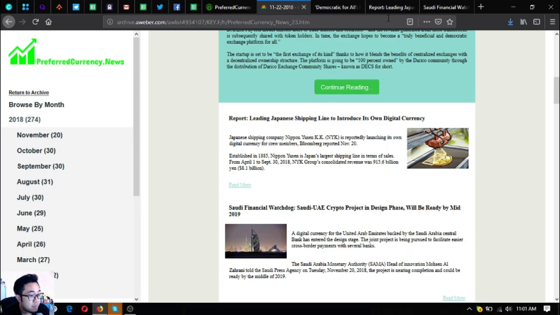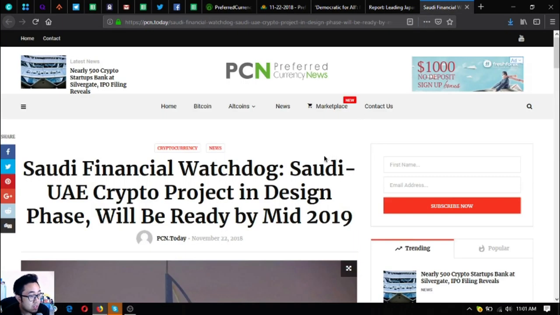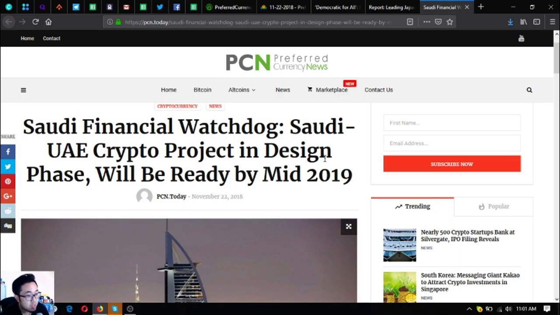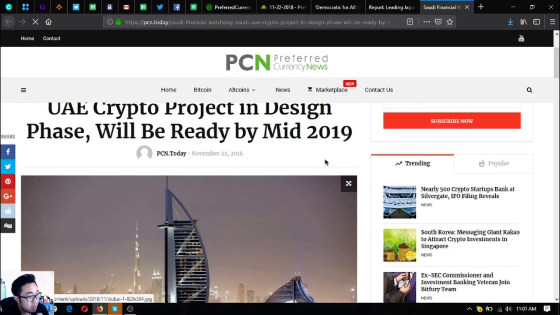Okay, so the next one is: Saudi financial watchdog says Saudi-UAE crypto project in design phase will be ready by mid-2019.